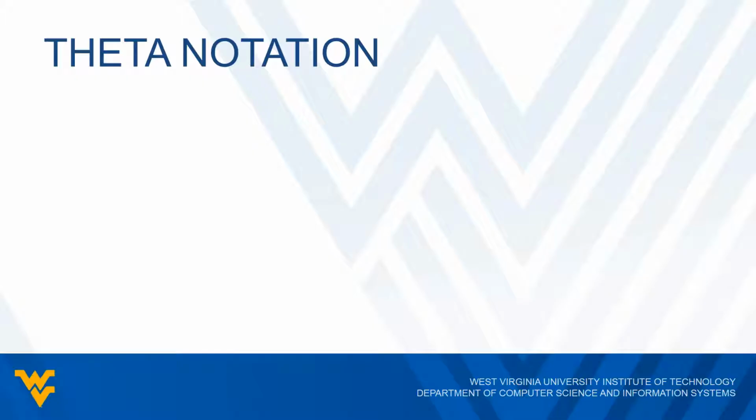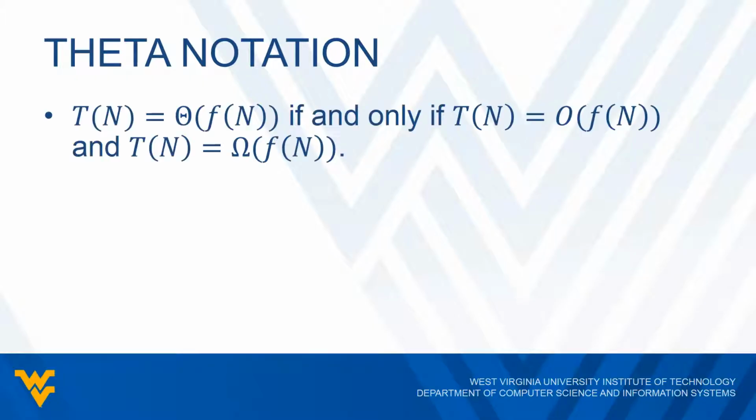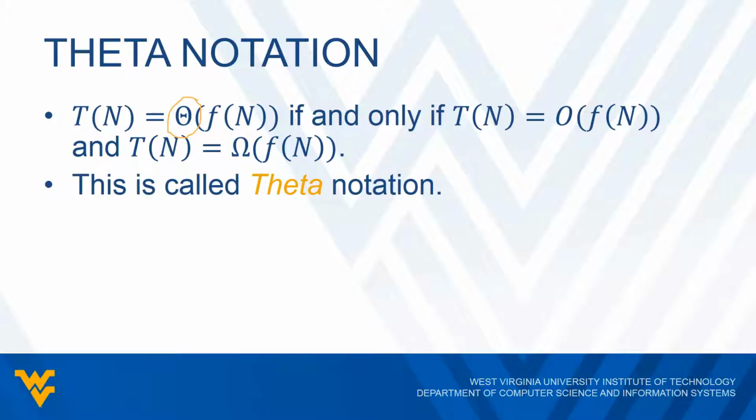We'll now take a look at the third notation. So let me give you the definition first. We have T of n equal to, and this symbol right here, if you have not seen it before, is called theta. So T of n is equal to theta of f of n if and only if T of n is equal to O of f of n and T of n is equal to omega of f of n. Now you notice I just said O instead of big O. Sometimes we say O of something instead of just big O. I'll try to say big O, but sometimes I might just say O. Anyway, this definition pertains to what we call the theta notation.